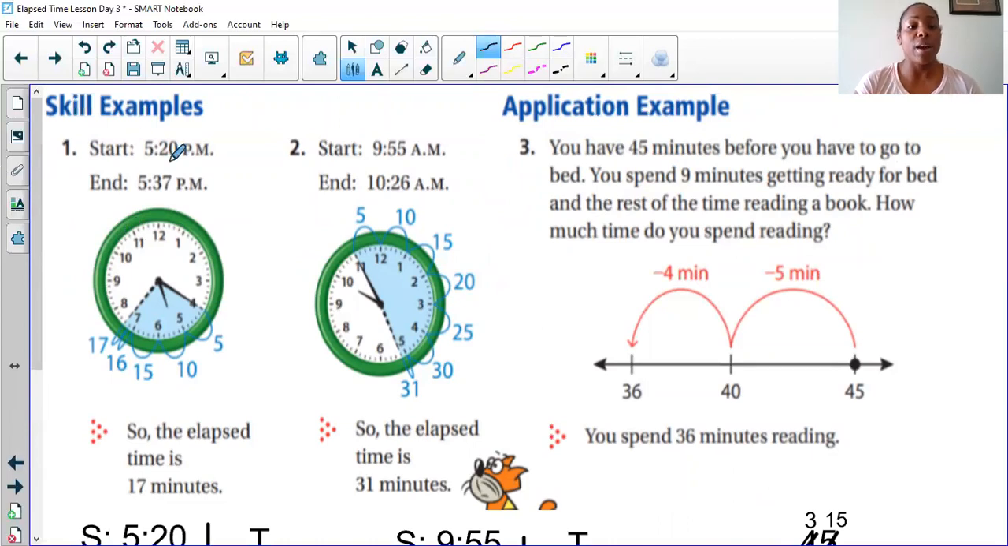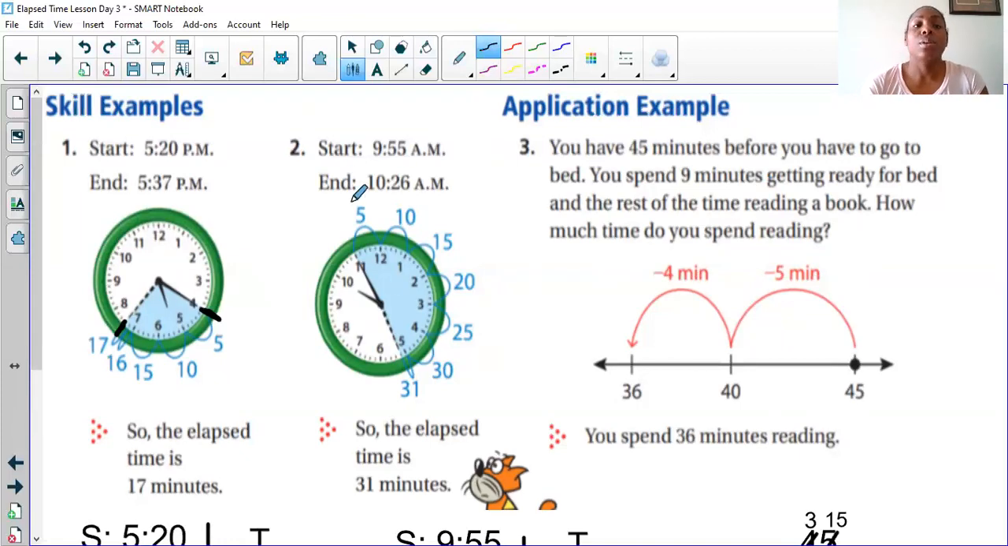So they started at 5:20 and the end time is 5:37. So kind of like what I was doing with you, I mark off where I need to go. And then I just count by fives, 5, 10, 15 to the big number, which is the 7. And then I count the little tick marks, 16, 17. So the elapsed time from 5:20 to 5:37 is 17 minutes.